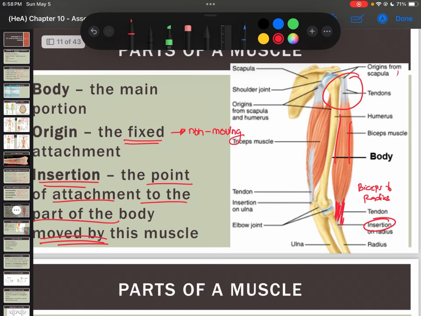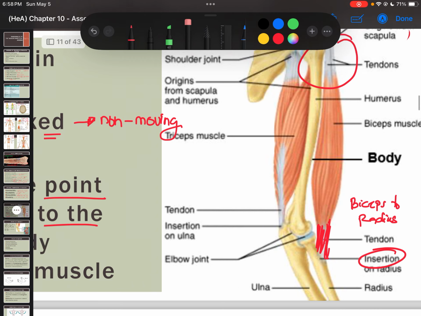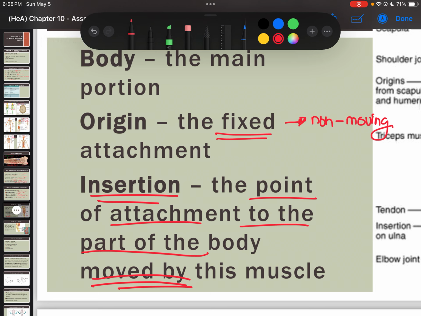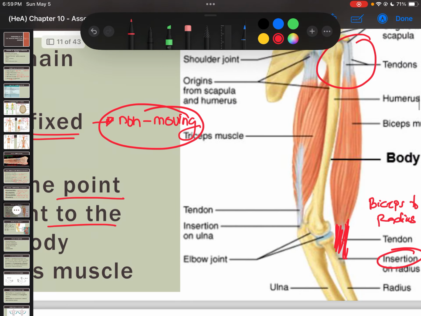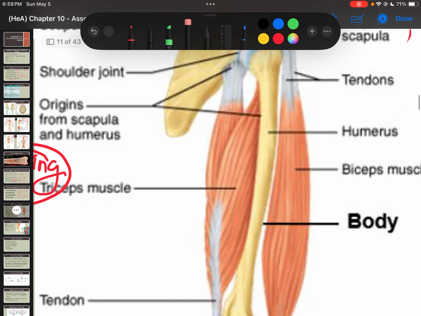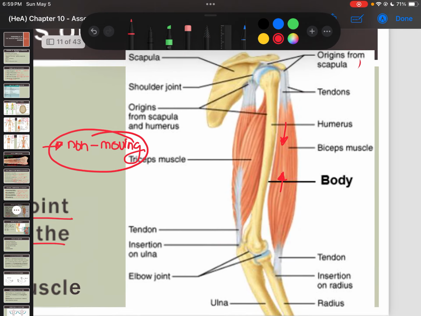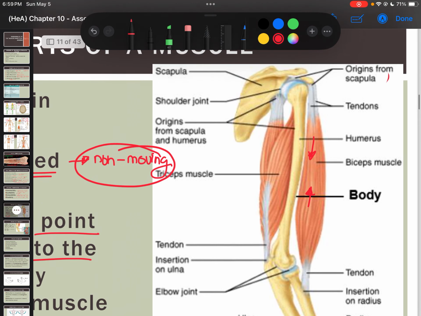The reason why it's called an insertion is because when the muscle contracts, that is the part that moves. Our origin is non-moving, and our insertion, class, is moving. What I mean by that is this. Listen. When the biceps contract, and when we say contract, it will shorten. When the biceps contract, this tendon, the origin, will stay in place. It does not move.